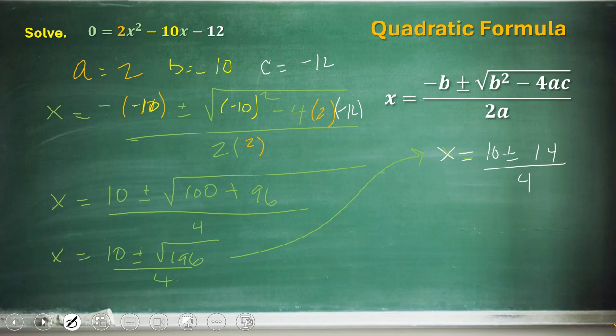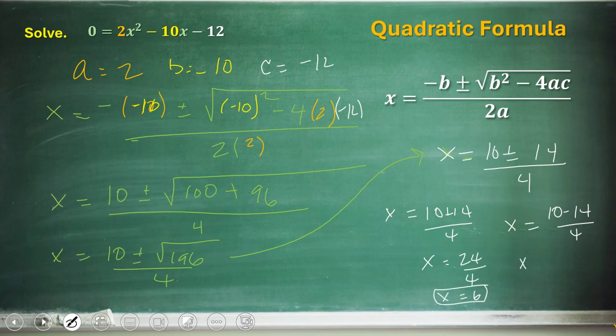Okay, this is where the two answers come out. That plus or minus is like taking two equations and squishing them into one. So we can rewrite this as 10 plus 14 divided by 4 in one equation, and 10 minus 14 divided by 4. Now, a lot of people do this in their heads, and that's absolutely fine, but this is really the math of what's happening. So we end up with x equals 24 divided by 4. So x equals 6. So that's one of our solutions. And then we have x equals -4 divided by 4.